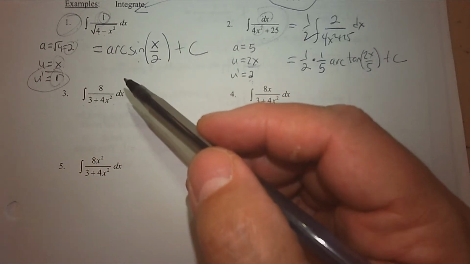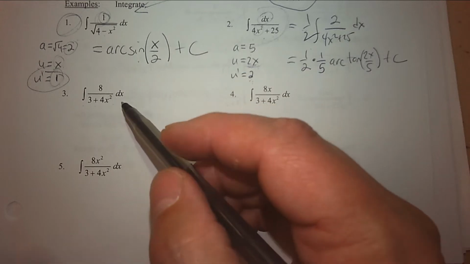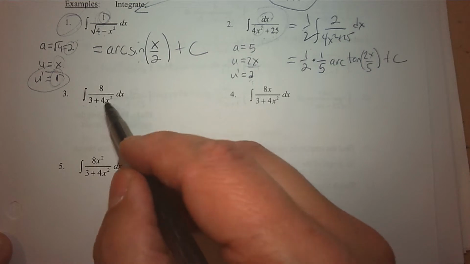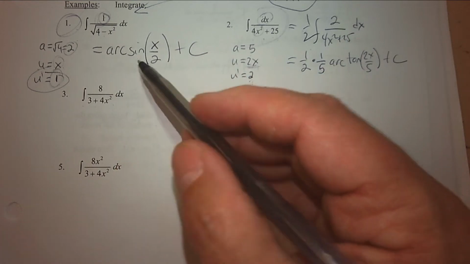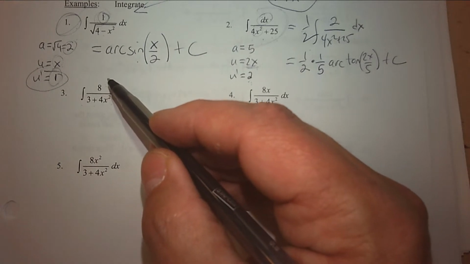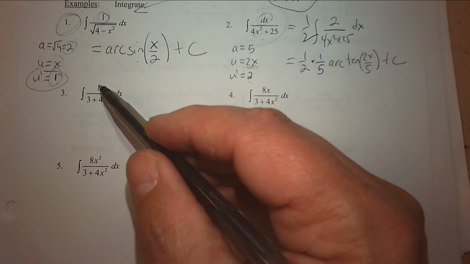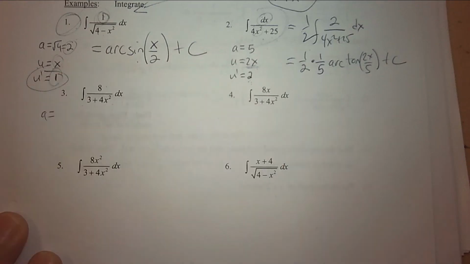My head right away thinks tangent, right? No square root in the bottom. If I take the derivative of this, it would be 8x. There's no x in the numerator. In fact, if it was 8x in the numerator, it would be ln. No x, just 8, means it's going to be arc tangent. Rule follower. You ready? A equals.